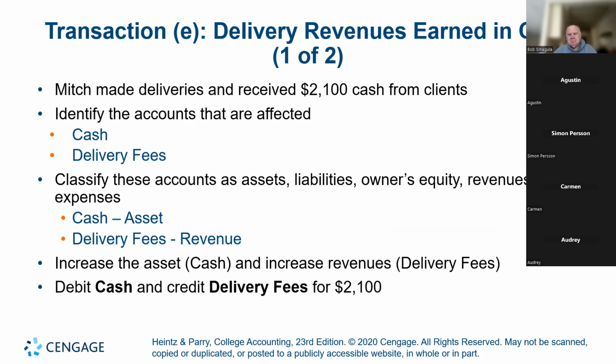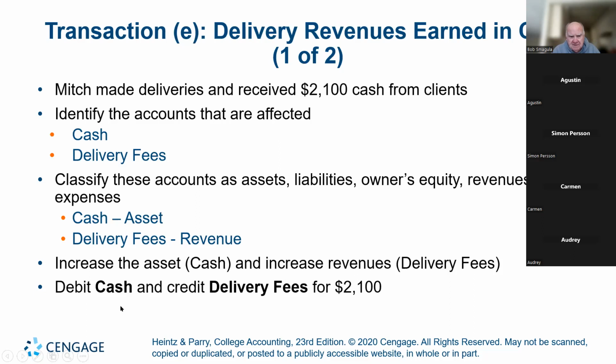Okay, we finally sold some product. We delivered some pizzas, and we did it for our cash customers. Mitch made deliveries and received $2,100 in cash from clients. Identify the accounts that are impacted here. Well, he made a delivery. That's what he does for a living. That's revenue, right? He now has a sale. And he got cash. It was a cash sale.